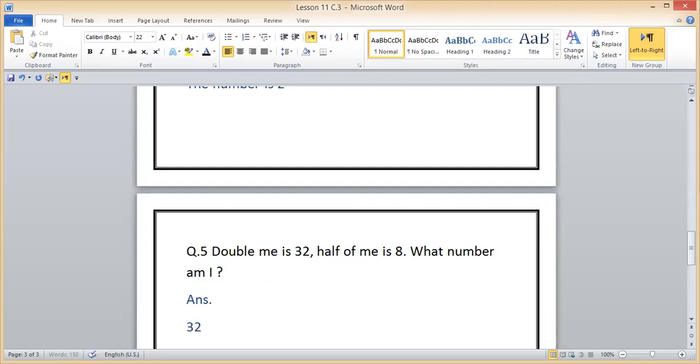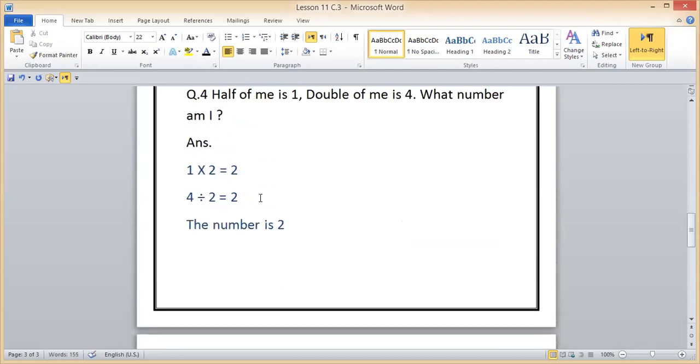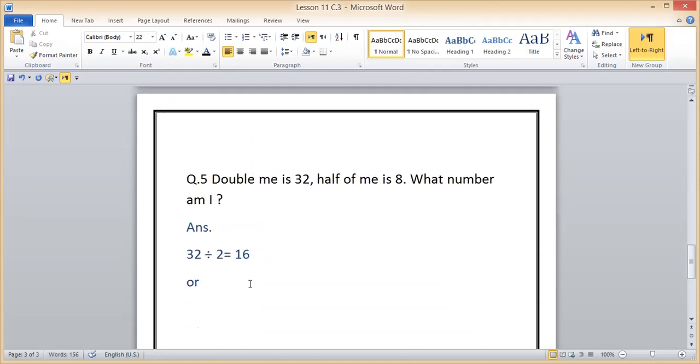Its double is 32. Write the double first and find out the half of 32. When you find out the half of 32, you will get the answer, that is 16. You can also use the second hint. Second hint is half of me is 8, so find out double of 8. 8 multiplied by 2 is also equal to 16. So the number is 16.